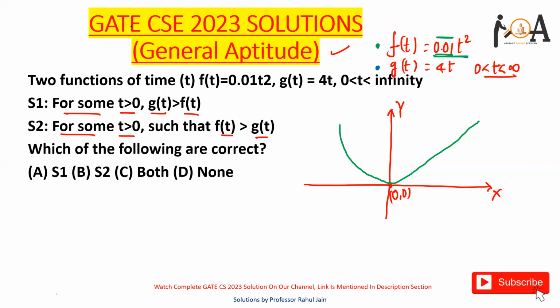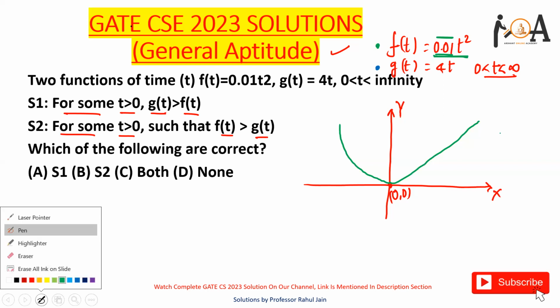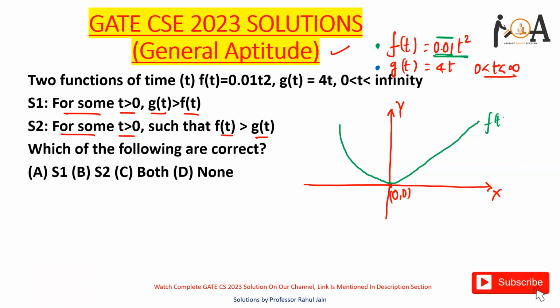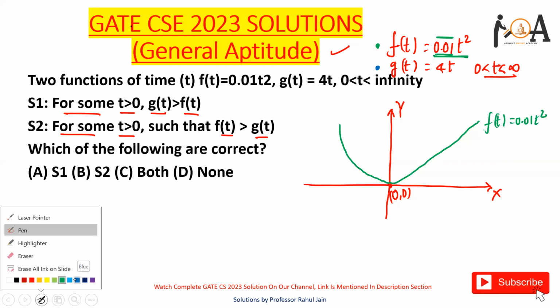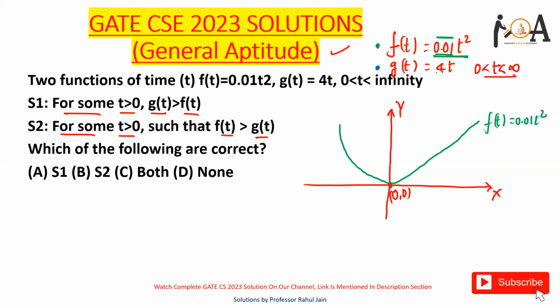So this was our f(t), which is representing 0.01 t square, right? Now g(t) equals 4t, that is a straight line, and we can simply draw it like this. It can be anything like that. I am not making it exactly dimensionally equal, but it is like that.